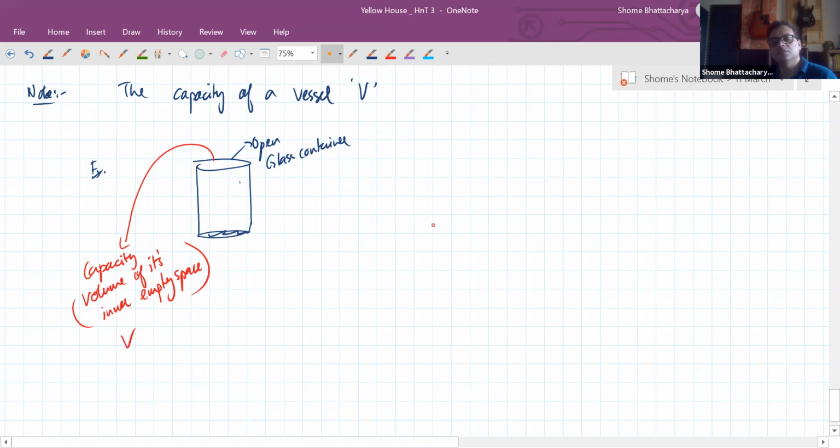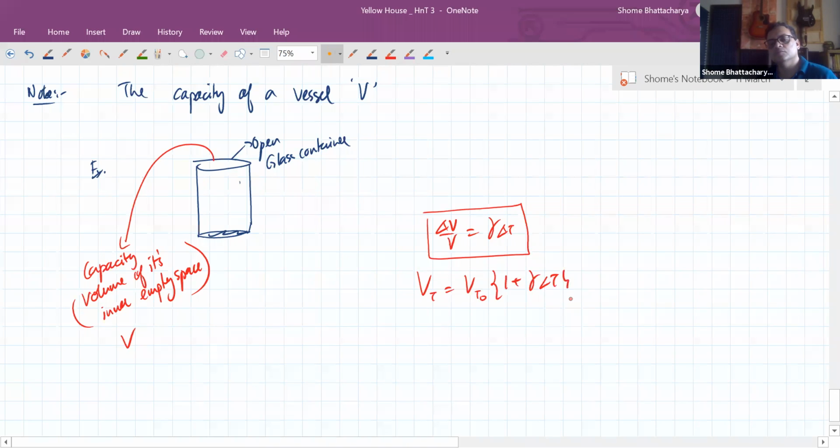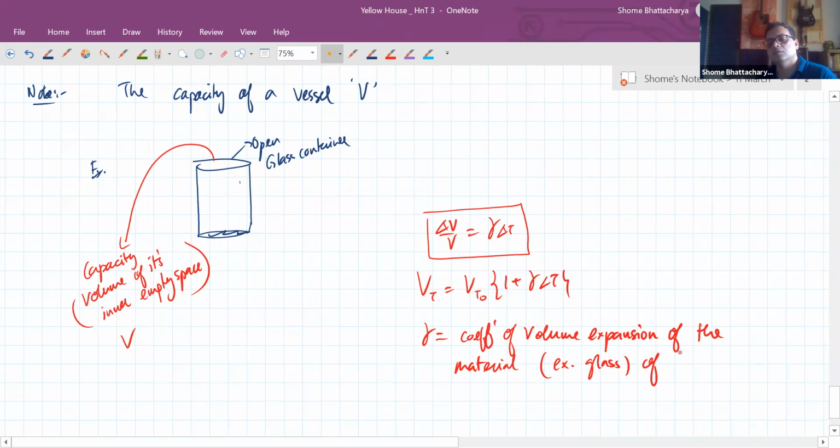that capacity is V, then delta V by V will be equal to gamma delta T, or volume at temperature T will be volume at temperature T naught times one plus gamma delta T, where gamma is the coefficient of volume expansion of the material, in this example glass, of the container.